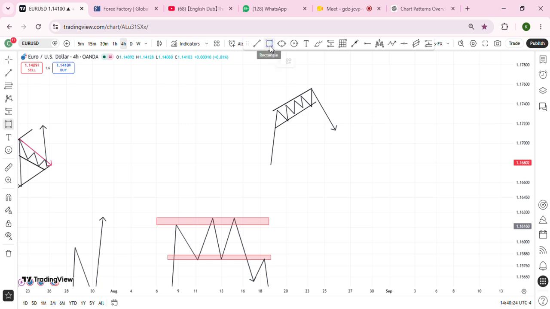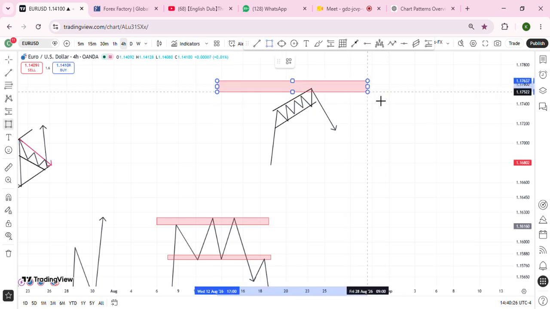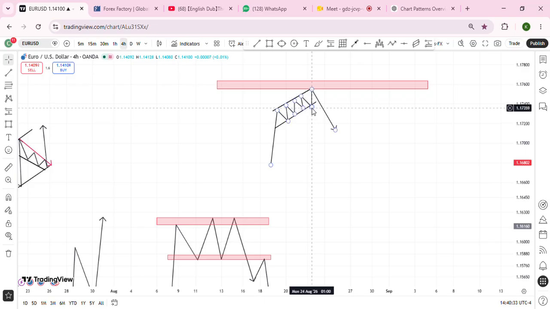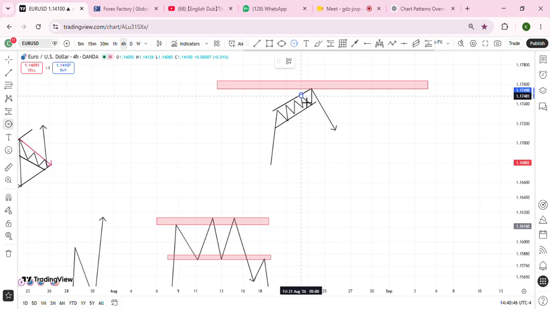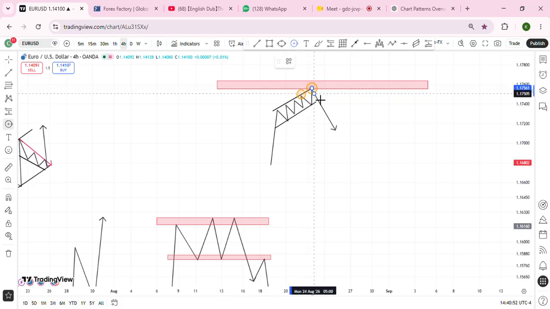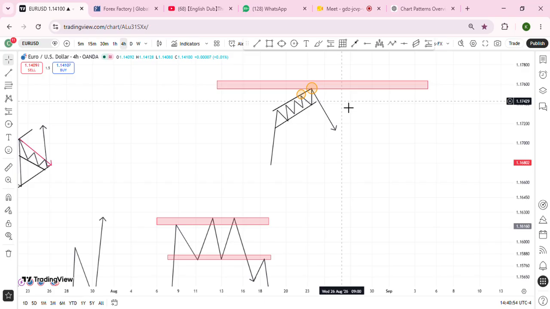When the market is approaching now your key level, let's say this is our resistance zone over here, and the market starts consolidating as it approaches this, there is high probability of a reversal. And you can see inside that rising wedge, we are having a double top. We are having the first top here, and we are having the second top here. I hope you can see that.